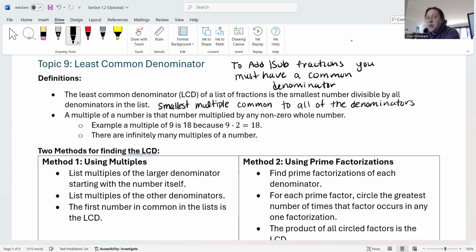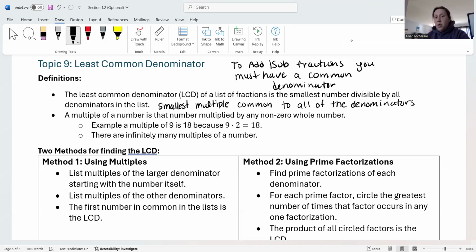Now, in case you're a little bit unfamiliar with multiples, you take a number and multiply it by some other number. The multiple of a number is that number multiplied by any non-zero whole number. So let's talk about 9. 9 times 1 is 9, but 9 times 2 is 18. 18 is a multiple of 9. 9 times 3 is 27. 27 is another multiple of 9. There are infinitely many multiples of a number.